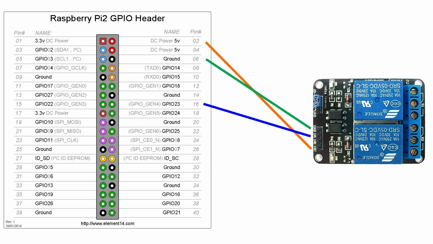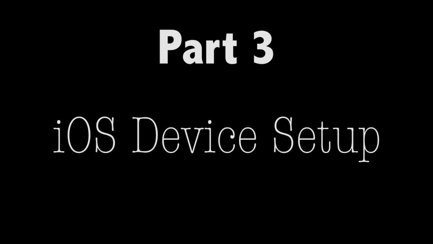You want to connect pin 2, the 5V to VCC, pin 6 ground to the ground on the relay, and pin 16 on the Raspberry Pi to IN1 on the relay board. Or IN2 if you use that. And now we're going to do the pairing setup.